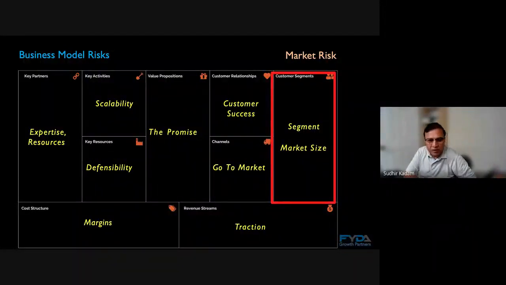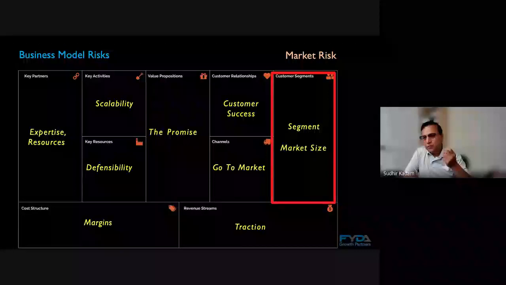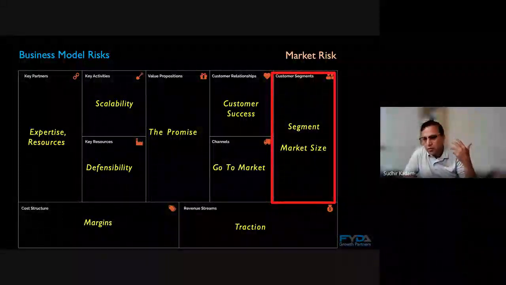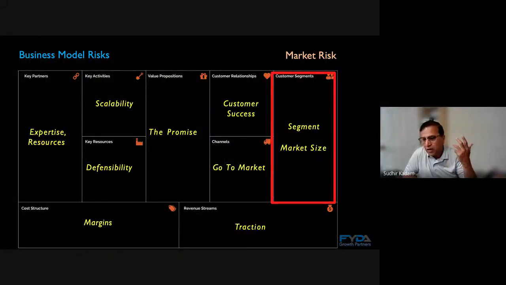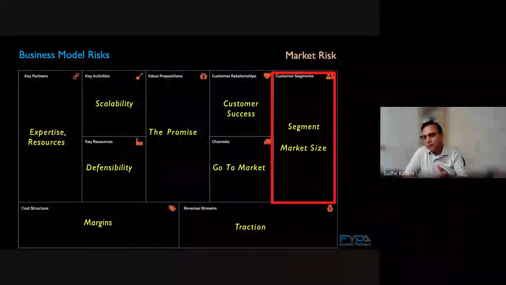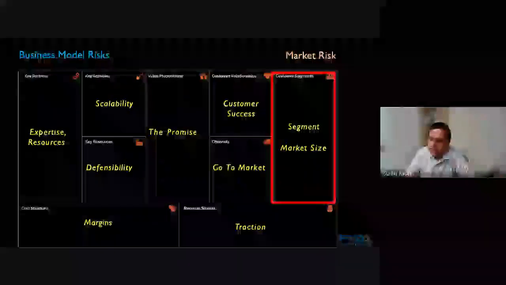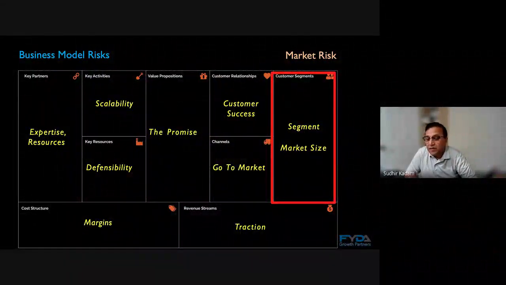Timing is one other aspect of market risk. There are a lot of companies which are mistimed, which start when the time is not opportune. There are great examples in Silicon Valley. Companies have raised $200-300 million, like Webvan, and they failed completely because the timing was incorrect. There were no smartphones. People were not willing to do online grocery shopping and so on. A few years later, Instacart becomes a great unicorn. So timing is also important. Is your timing right? Have you validated the urgency for your customer segment? Have you validated their ability to pay?